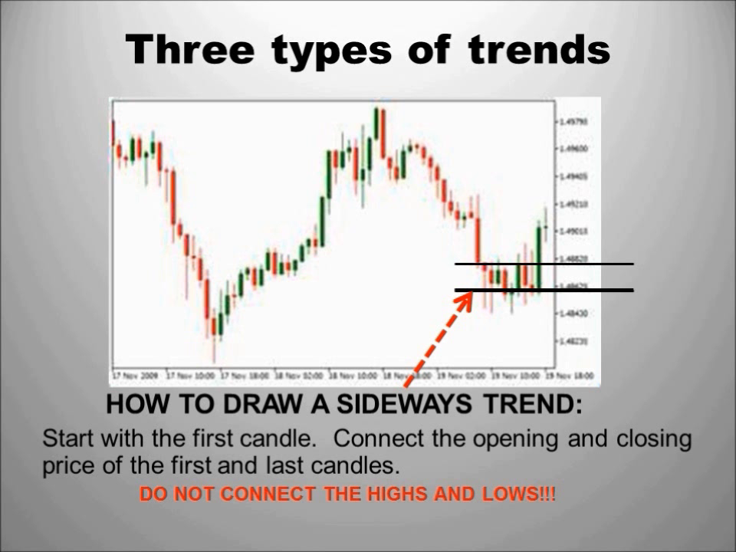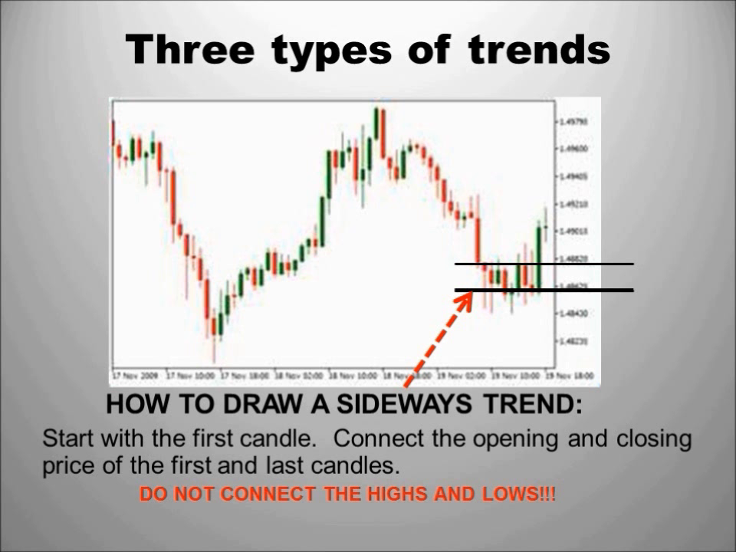Now, sideways trends. We draw 2 lines and they must be parallel, no exceptions. To draw the top line, we take the first candle that began the sideways trend with the last candle, and we connect the opening or closing, or the top part of the bodies. Not the top part of the wicks, but the top part of the bodies. And we do the same for the bottom.